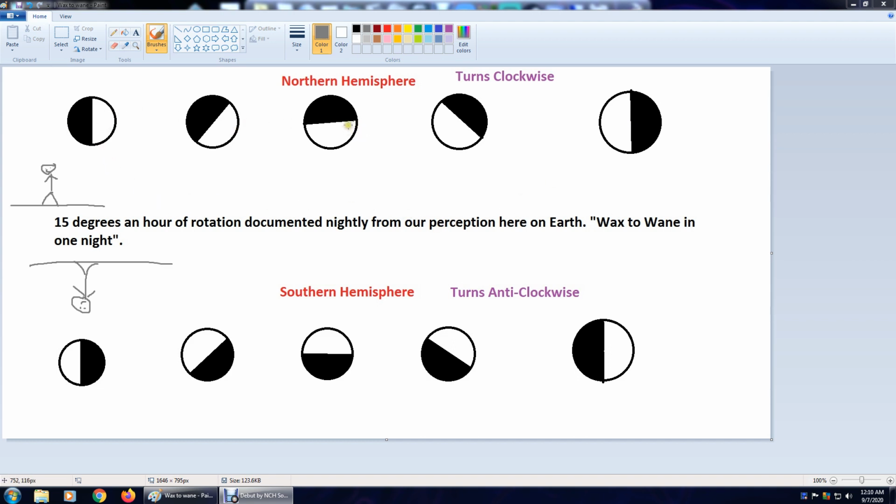Just simply because what we're seeing is the moon roll, turn like a clock. Alright, so this is another northern hemisphere view of what we're exactly seeing.